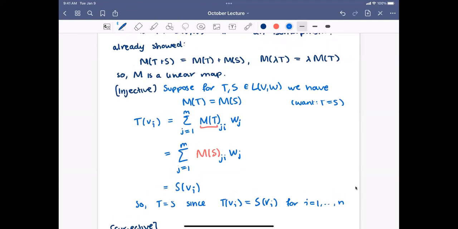Okay, does that make sense? You can also, on the first step, subtract M of S from M of T, and M of T minus S equals 0, since they both keep the same size. And the M of S and the matrix are the same.